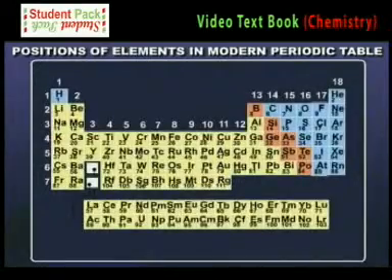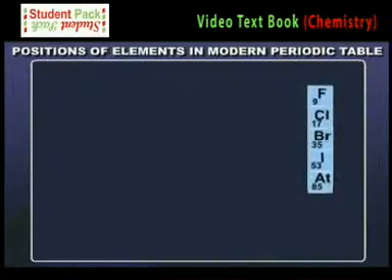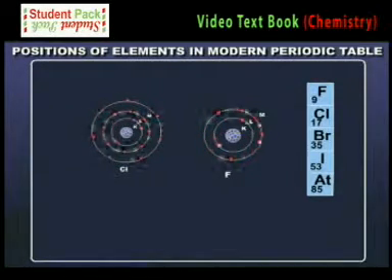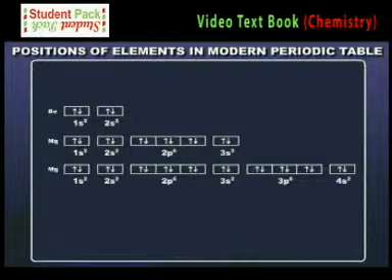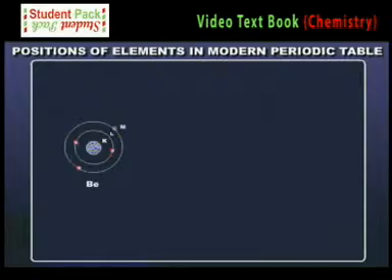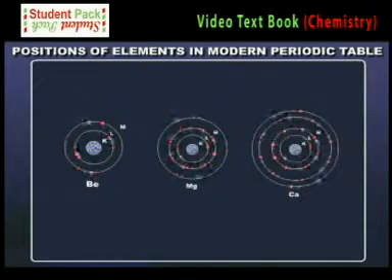For example, the elements fluorine and chlorine belong to group 17. Both of them have 7 valence electrons in their outermost shells. Hence, we can say that groups in the periodic table signify an identical outer shell electronic configuration. On the other hand, the number of shells increases as we go down the group.